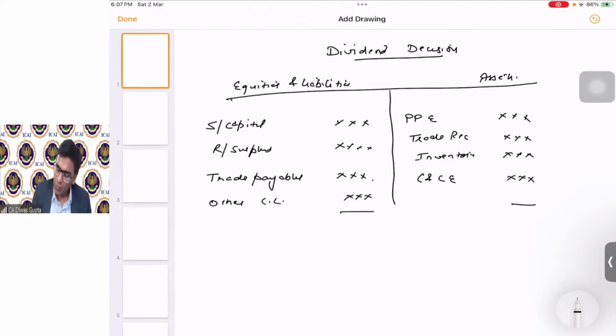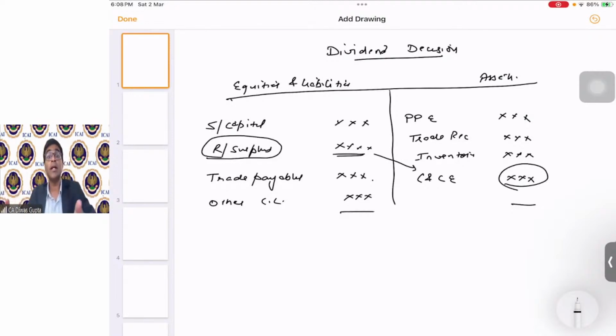So if you see, students, generally these reserves and surplus, whatever they are representing for the current year, within this reserves and surplus, there will be some amount sitting for the current year, whatever they have earned. That generally is sitting in cash and cash equivalents, right? Because the decision is yet to be taken. So we are saying, let's say after the year end, the company has earned 1,000 crore rupees.